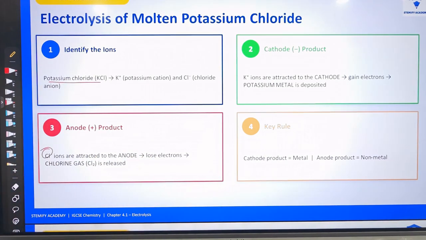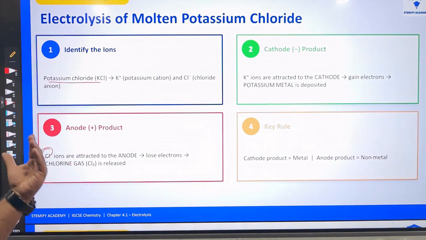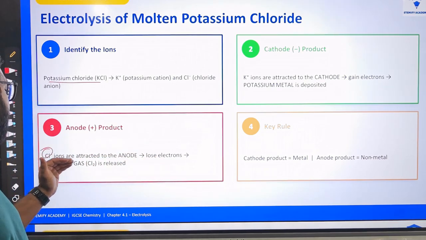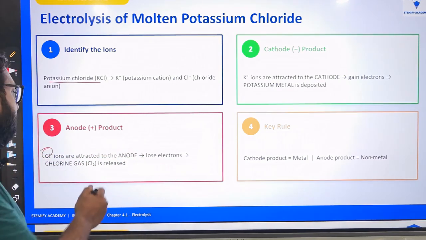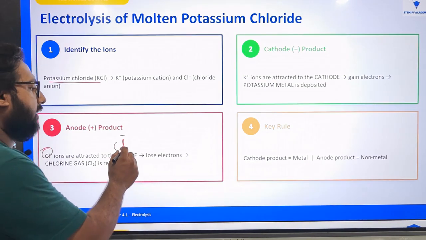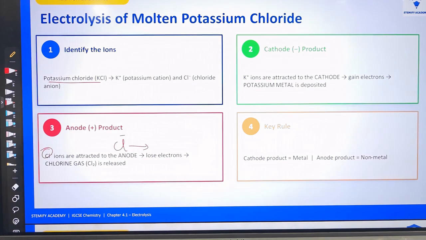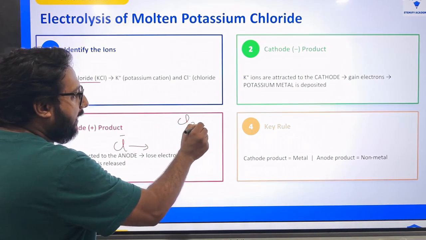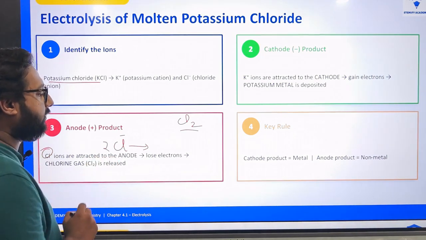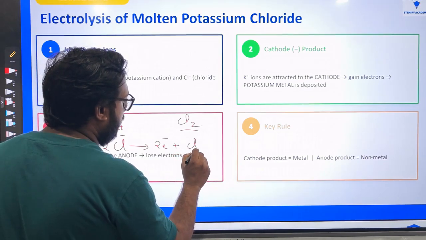Now chloride ions are attracted to the anode, because anions are attracted to the anode. They lose electrons and become chlorine gas. Basically, Cl- also tries to get neutralized, so it loses electrons and becomes chlorine gas. To form chlorine gas, Cl2, we need two chloride ions. So 2Cl- gives 2 electrons plus Cl2 gas.